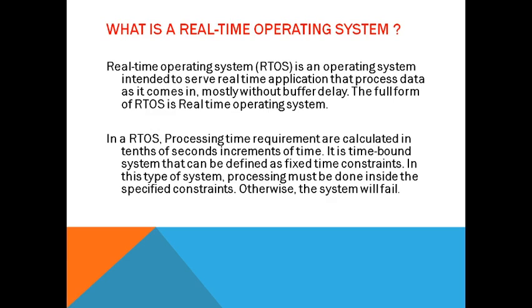If we ask how a normal operating system is different from a real-time operating system, then real time is very much important in the case of a real-time operating system. In the previous lecture we have seen how this real time is divided into soft, medium and hard, and how the timeline is very much important. So processing must be done inside the specified constraint, otherwise the system will fail.